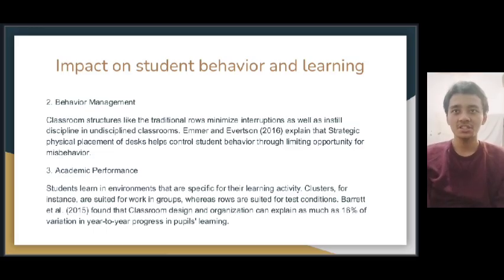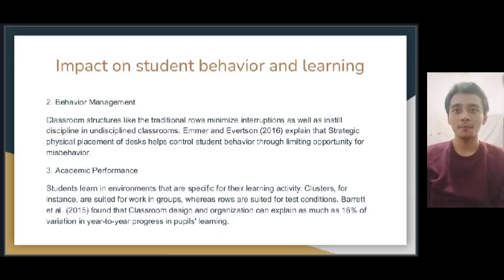2. Behavior management. Classroom structures like traditional rows minimize interruptions as well as instill discipline in undisciplined classrooms. Emmer and Evertson from 2016 explained that strategic physical placement of desks helps control student behavior through limiting opportunity for misbehavior.